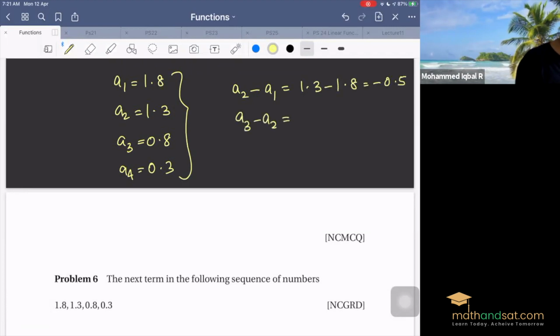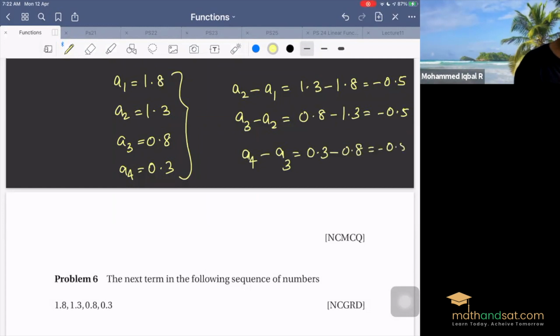A3 minus A2 is again negative 0.5. Similarly, A4 minus A3 is negative 0.5. The difference between consecutive terms is negative 0.5. In other words, you keep getting next terms this way. You start with 1.8. To get the next term, you just add negative 0.5, so you get 1.3. Now to get the next term, you have to add negative 0.5. That is how the sequence is obtained.